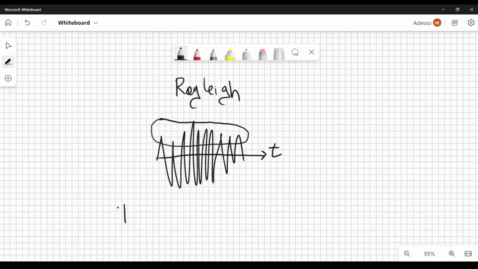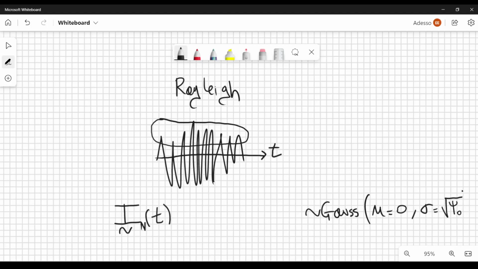We are going to call the random variable of the signal I with a tilde here to denote the fact that this is a random signal. I depends on time, and let's also put a subscript n to denote that this is Gaussian noise. So the signal will have the following distribution. It will be normal, or Gaussian, with zero mean, so mu is equal to 0, and the standard deviation is equal to the square root of the variance, which I will call psi 0.